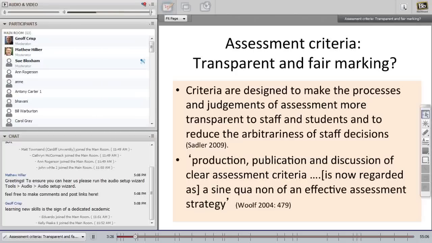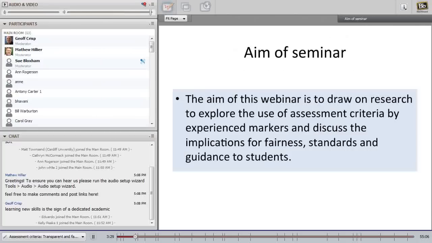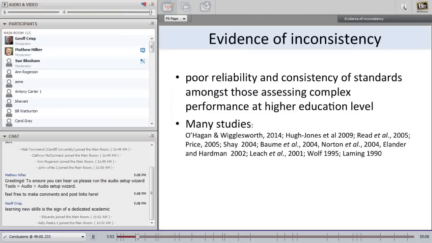So, moving to the next slide. In this seminar, I'd like to draw on research I've done recently with colleagues and other research, to explore the use of assessment criteria by experienced markers and discuss the implications of that for fairness, for standards, and for guidance to students. That's the plan.